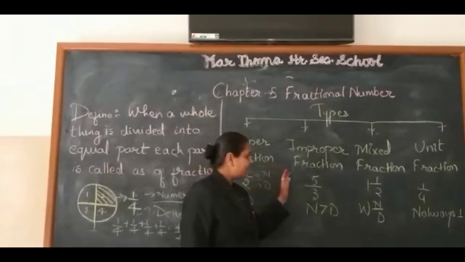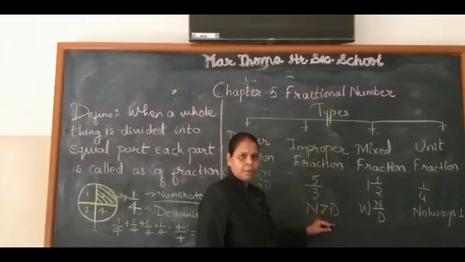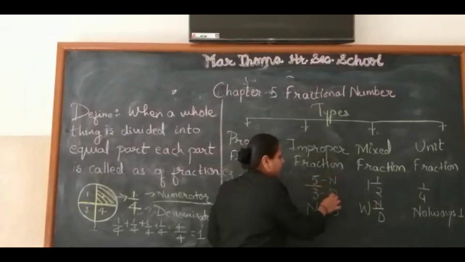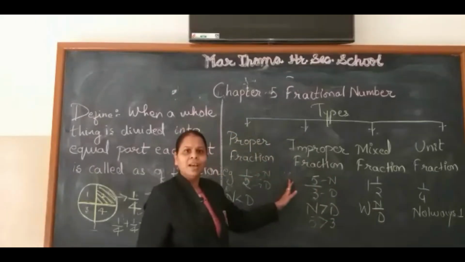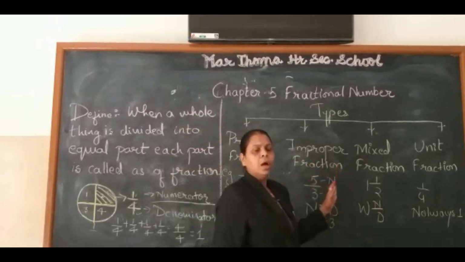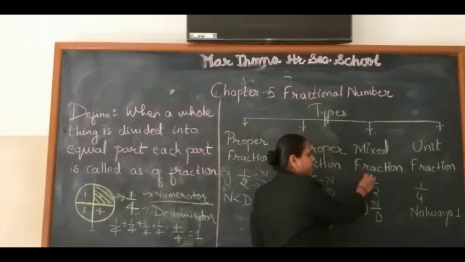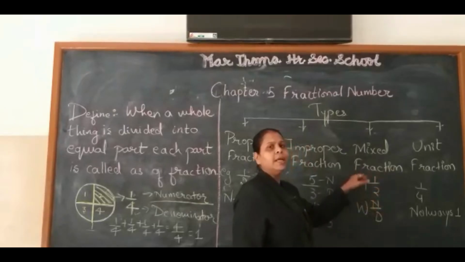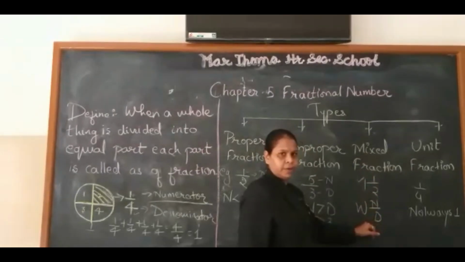In the other case, in an improper fraction, the numerator is greater than the denominator. The example is 5 by 3. The numerator is 5 and the denominator is 3. Since 5 is greater than 3, the given fraction is an improper fraction. Now move on to the mixed fraction. A mixed fraction is a combination of two types of numbers: one is a whole number and the other is a fraction. So a mixed fraction is a combination of a whole number, a numerator and a denominator.